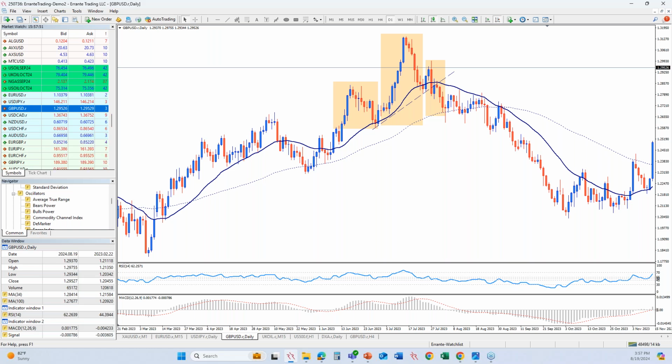Okay, so this combination of tools allows traders to have more precise entry, stop loss, and take profit levels, which can increase the overall effectiveness of our strategy.